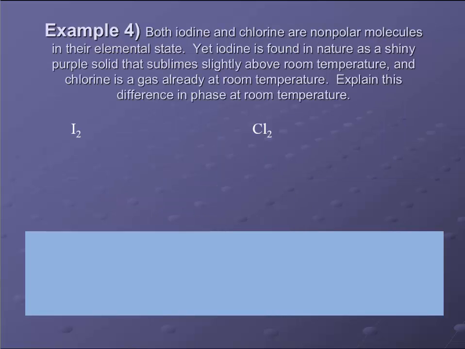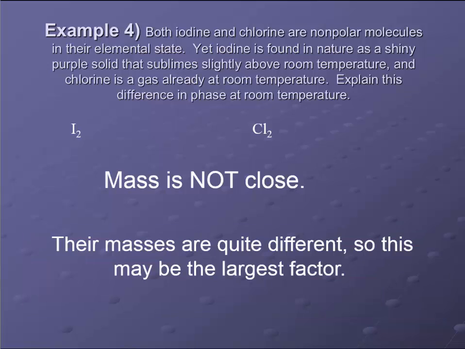So now let's look at the halogens. Iodine and chlorine are both nonpolar, as are all the halogens. But iodine is found in nature as a solid, and chlorine is already a gas at room temperature. Can we explain this difference using IMFs and mass? Well, yes, their masses are quite different, so that's probably the largest factor here. In fact, in the entire family of halogens, we can explain their states at room temperature by taking a good look at their masses.